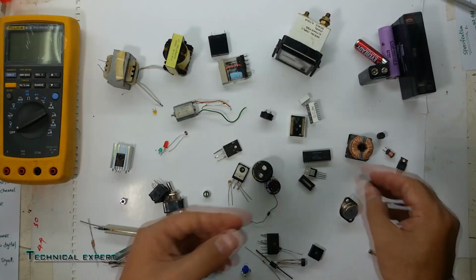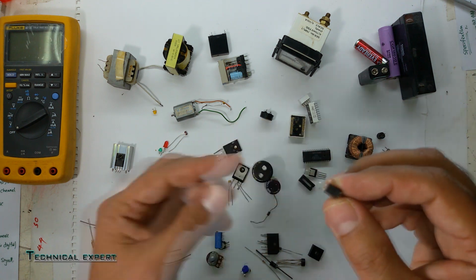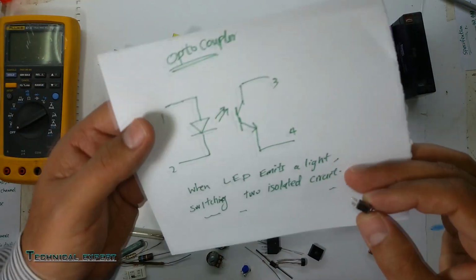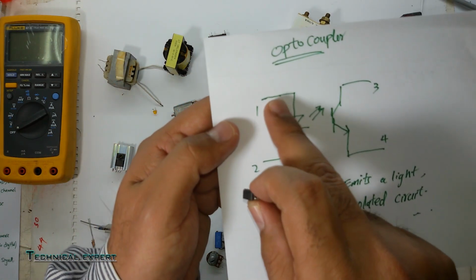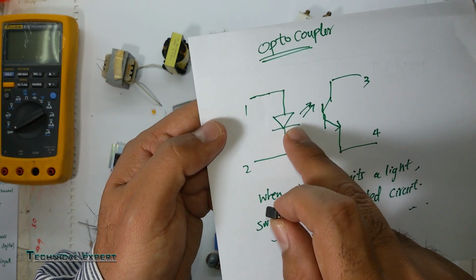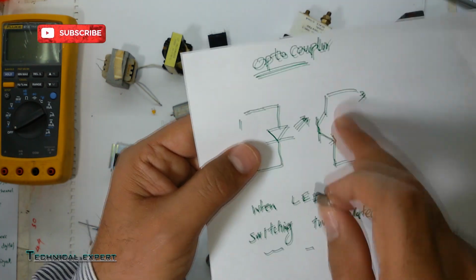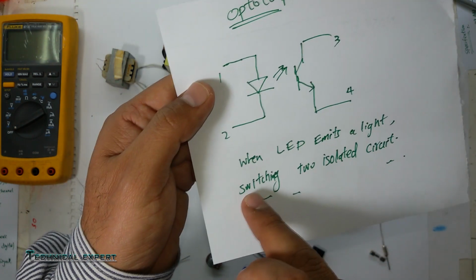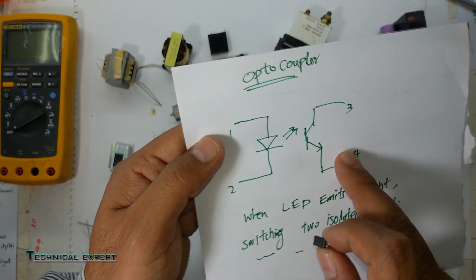So we have here optocoupler, and the main purpose of this optocoupler is to couple a DC circuit to an AC circuit. This one is simple. When we give supply here, the LED will emit light, and it will conduct to the other circuit. This one is the DC part, this one is the AC part. When the LED emits light, it switches the isolated circuit, so it will switch DC to AC.